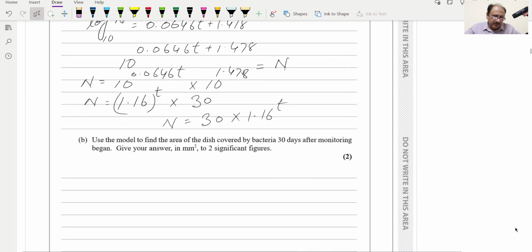Now for the B part, I have copied the B part for you over here. It says: use the model to find the area of the dish covered by bacteria 30 days after monitoring begins. Give your answer in millimeter square to two significant figures. This is also a 2-mark question.